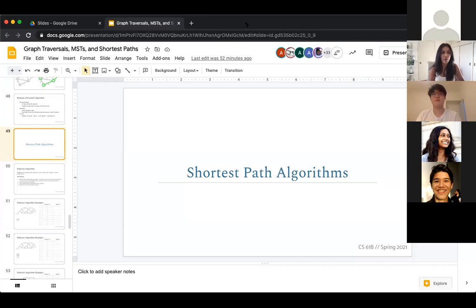So the first one that we're going to go over is Dijkstra's. The purpose of Dijkstra's is to find the shortest path from a node, which we call the source node, to all other nodes in the graph. And this ends up producing a shortest path tree, where even if you want to find the shortest path between two nodes and those nodes aren't the source node, that would still be the shortest path between those nodes just because of the way Dijkstra's is organized.